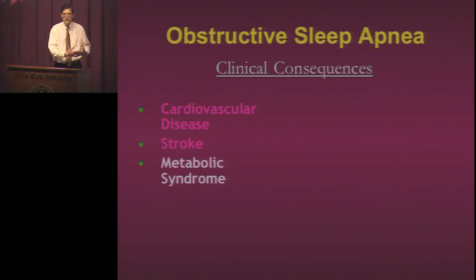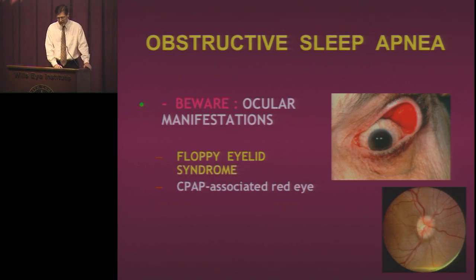Now, why is it important to talk to the primary doctor? Well, if the patient has a floppy lid and they do have sleep apnea that is not treated, there is an increased risk of cardiovascular disease, stroke, metabolic syndrome, basically increased morbidity and mortality with this syndrome if it's not treated, obstructive sleep apnea. But most ophthalmologists don't know about the ocular conditions that are increased in the literature with sleep apnea.